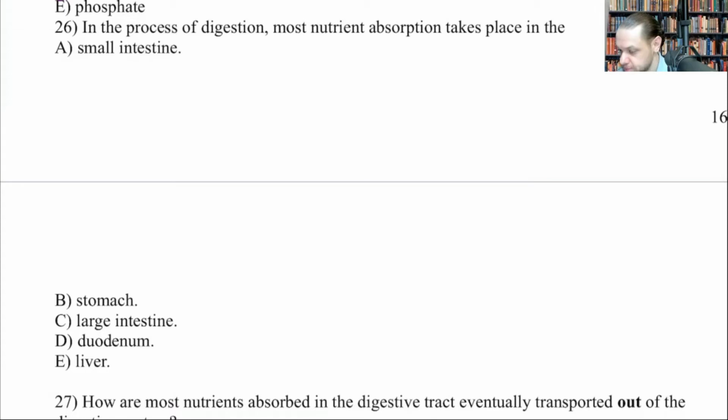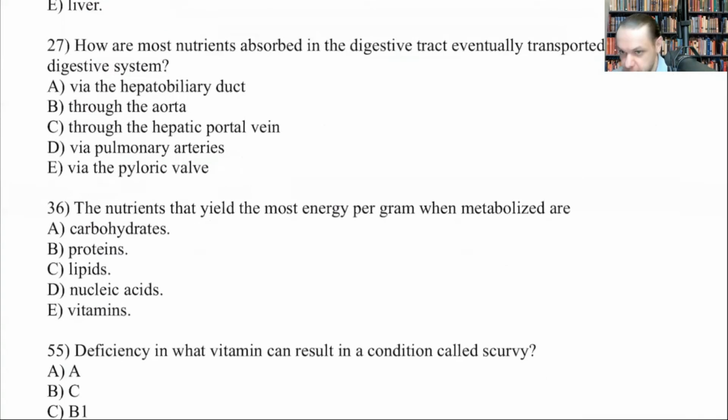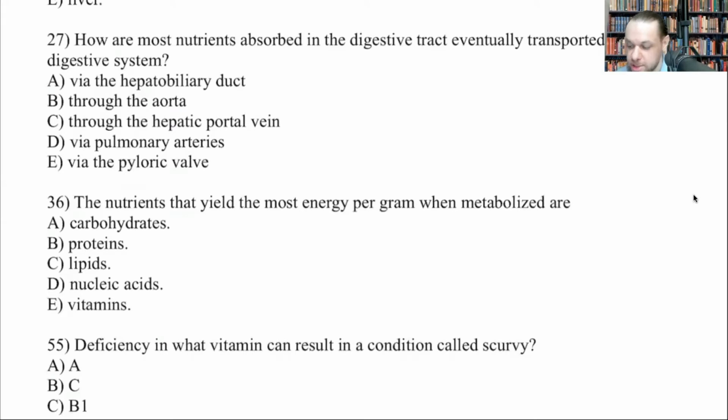In the process of digestion, most nutrient absorption takes place in the small intestine. Small intestine is the correct choice. Very good. Milan is next for number 27. How are most nutrients absorbed in the digestive tract eventually transported out of the digestive system? Think about glucose. What are we talking about? C. Yeah, very good.